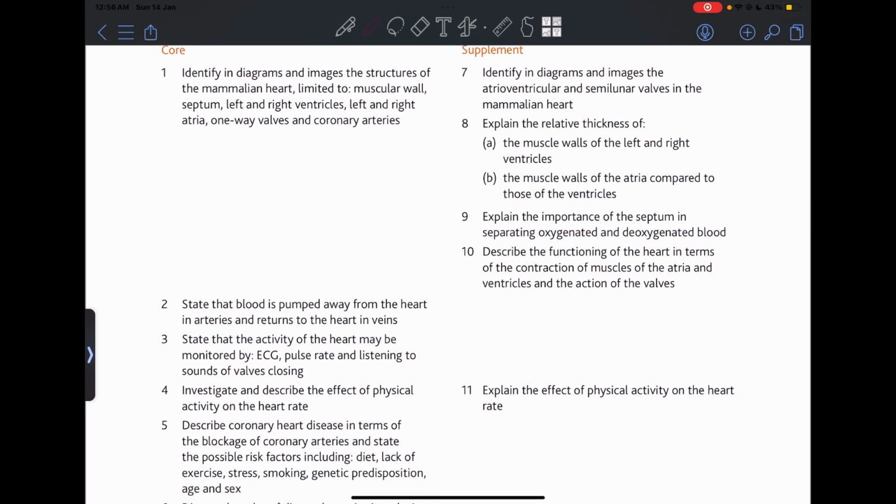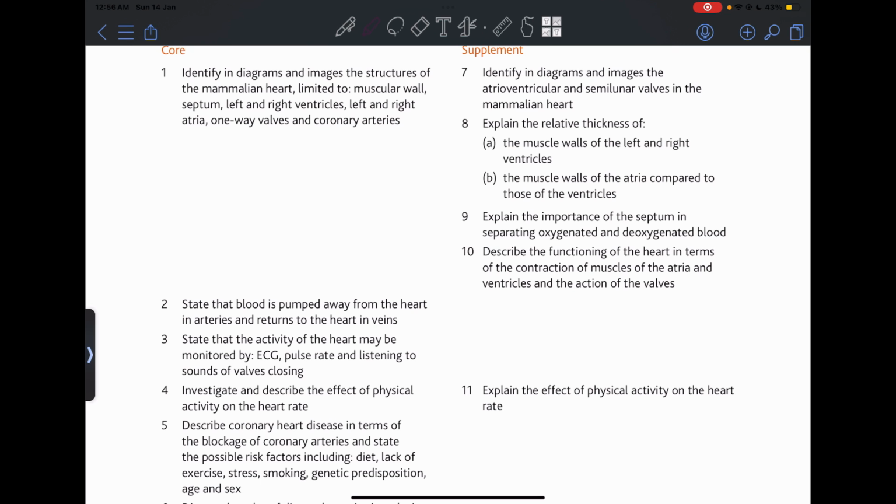Number 8 says explain the relative thickness of the muscle walls of the left and right ventricles. So of course we know that the left ventricle is much thicker. It has a thicker muscle wall than the right ventricle, because the left ventricle pumps the blood towards the aorta, which spreads out the blood to the rest of the body. Of course it has to be in high pressure so that it reaches all of the body parts.